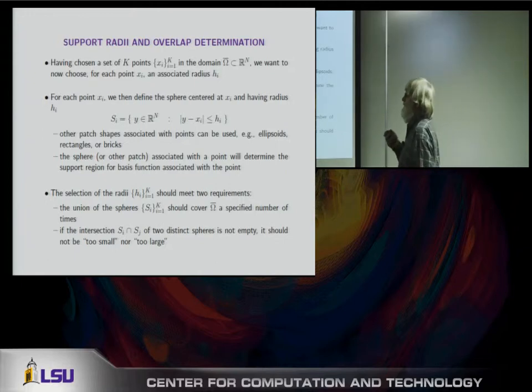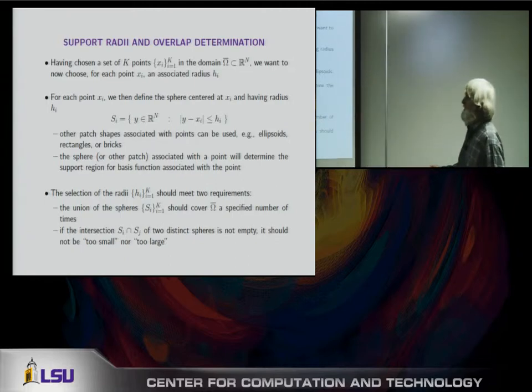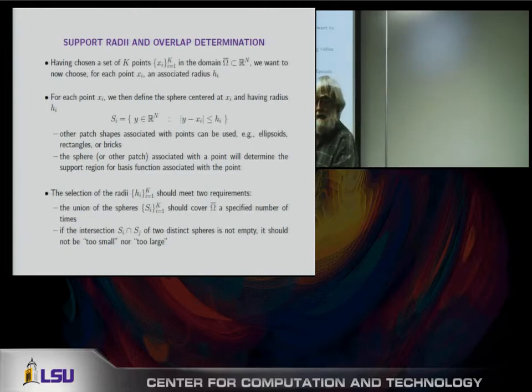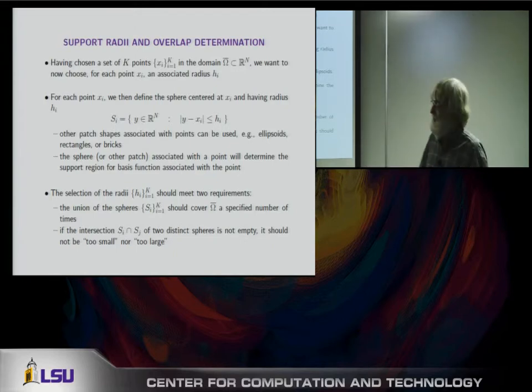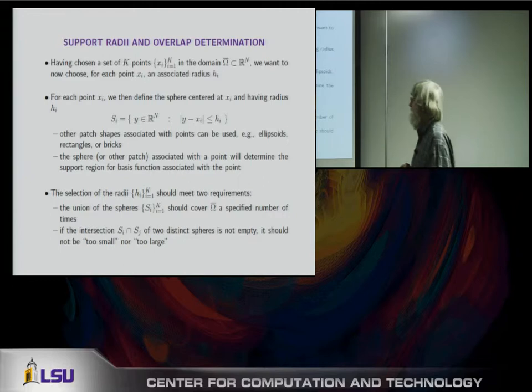And how do you determine the radius of the support region? Well, you want two requirements. The union of the spheres should cover your whole domain. You shouldn't have any gaps. If you look at the support radii of all the points, the union of all the support radii should leave no gaps in your domain, because otherwise you might get into trouble with your solver.